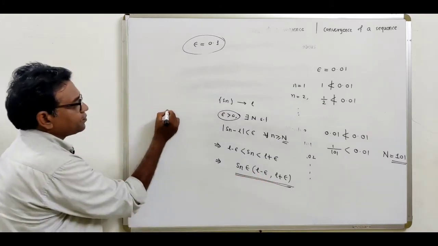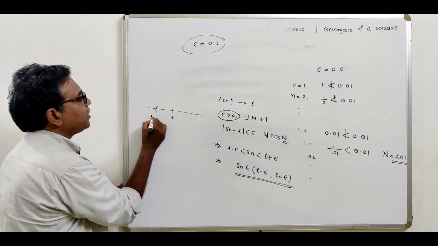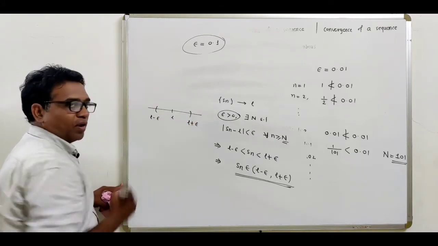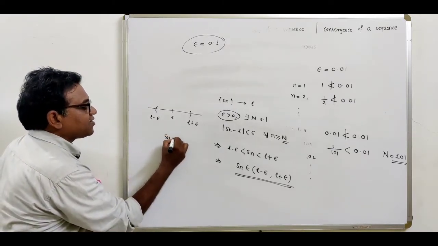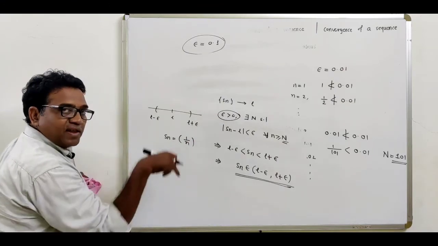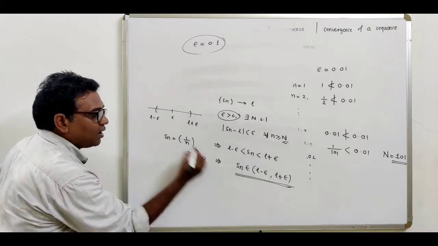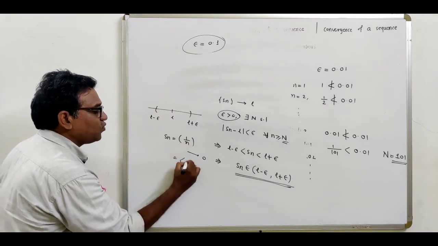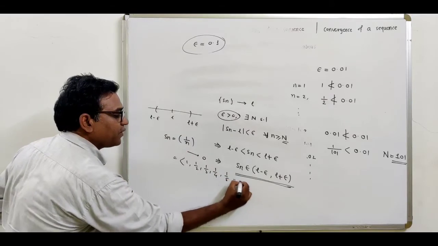Now see, this is our L and this is the epsilon neighborhood of L. It is L minus epsilon to L plus epsilon. Now see, if you consider the sequence Sn equal to 1 upon n, then we are seeing that this sequence Sn approaches towards the limit 0. Now say what are the terms of this sequence? This is 1, 1 half, 1 upon 3, 1 upon 4, 1 upon 5 and so on.